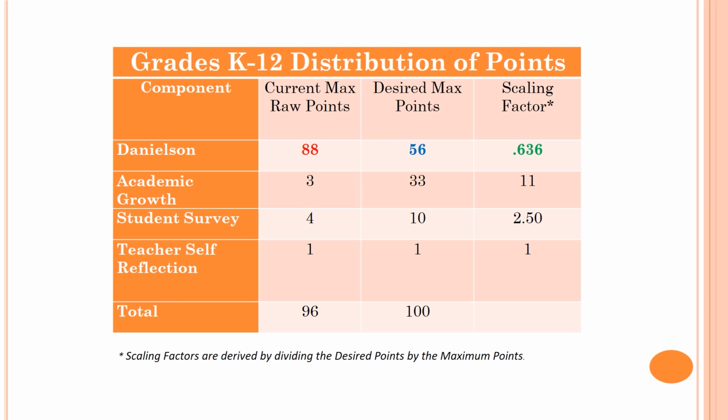Let's walk through an example that shows the maximum allowable points. A teacher is rated all 4s on the TUSD 2013 Modified Danielson Framework for a beginning total of 88. This total is multiplied by 0.636, which arrives at the actual score of 56. You will follow the same process for each component in the table above.